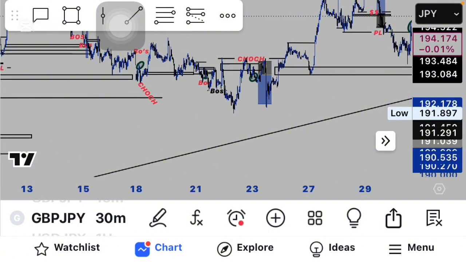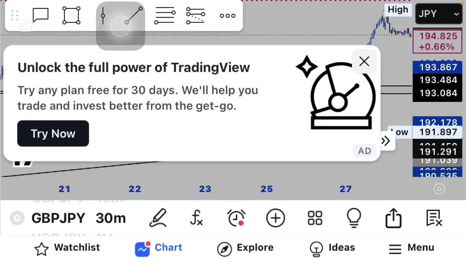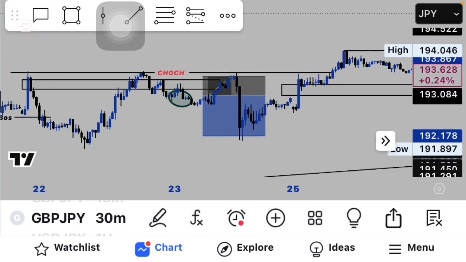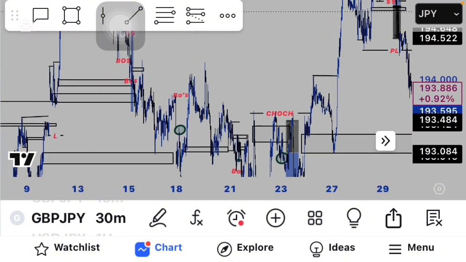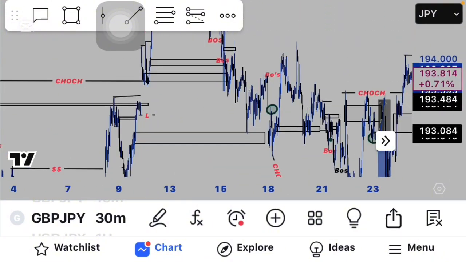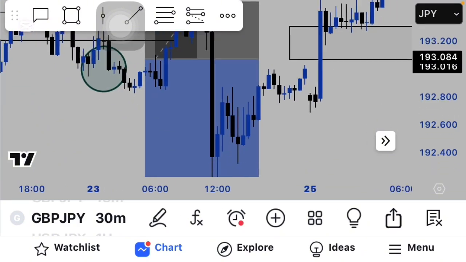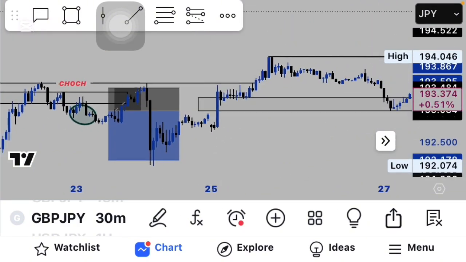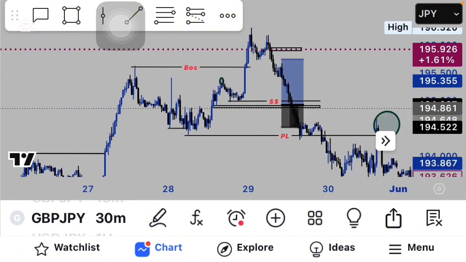This is GBP JPY. Let's check the trades we took on the GBP JPY during the week and see how it goes. I guess this should be the first trade on the GBP JPY for the week. Yeah, this should be the first trade for the week. The first trade hit the stop loss before going to the expected direction. So we took an SL on the first trade.